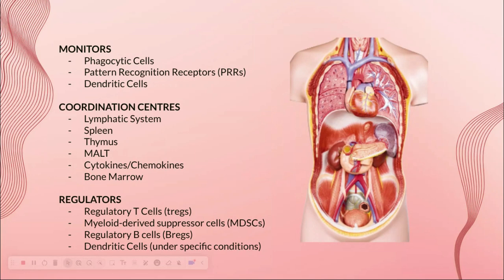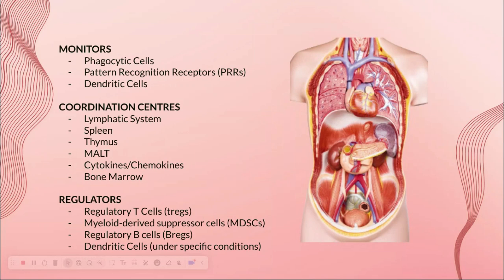Similarly, myeloid-derived suppressor cells, or MDSCs, a diverse group of cells, regulate immune activity by suppressing T cell responses, especially in conditions like chronic inflammation, cancer, and infections. Regulatory B cells, or BREGs, also contribute to immune regulation by producing certain cytokines to control excessive immune responses and reduce autoimmunity.